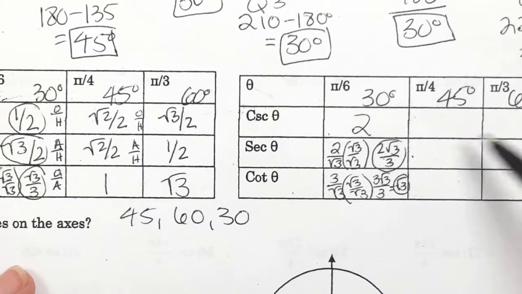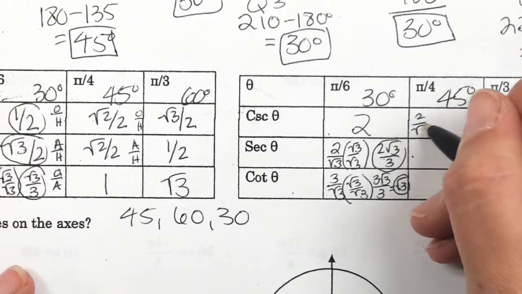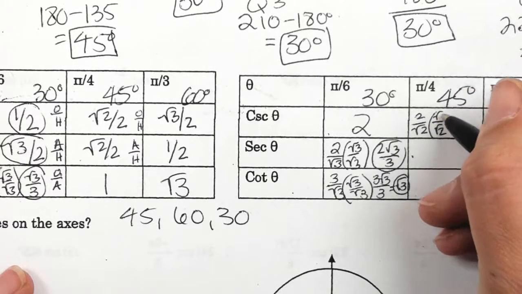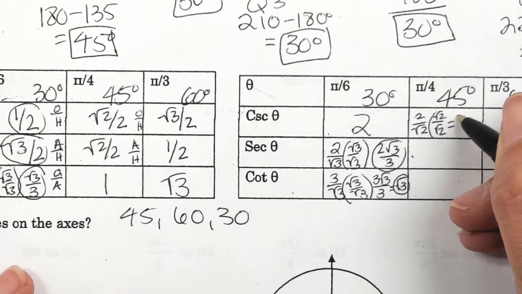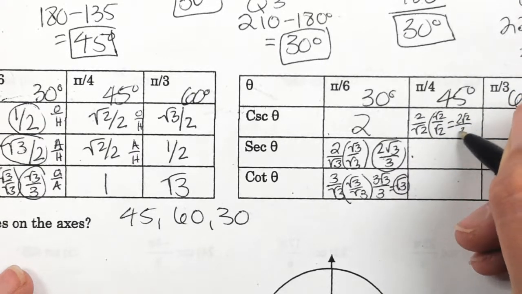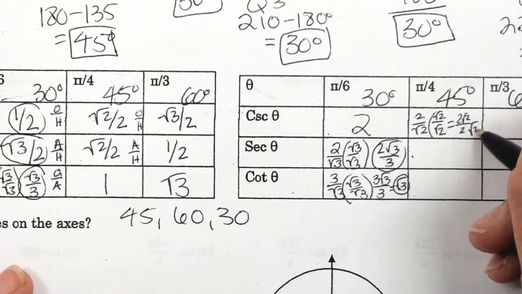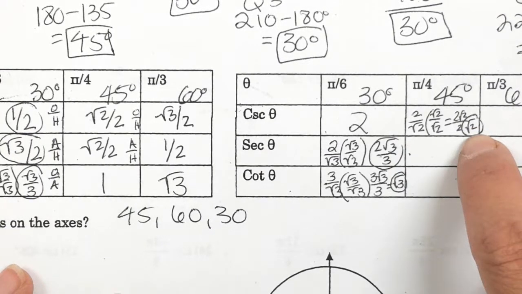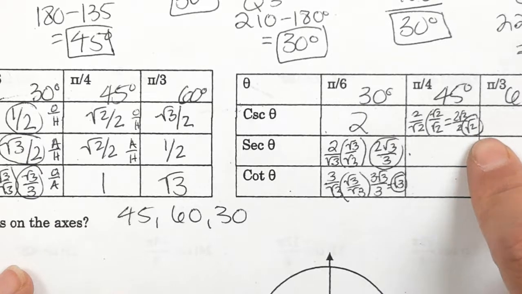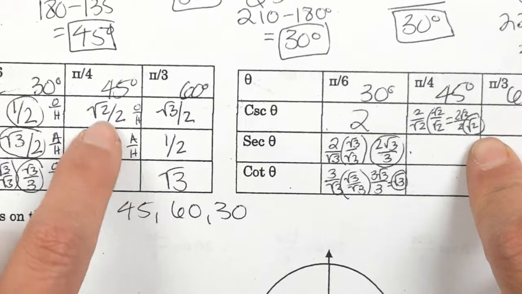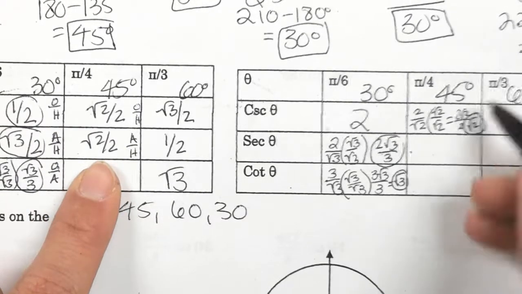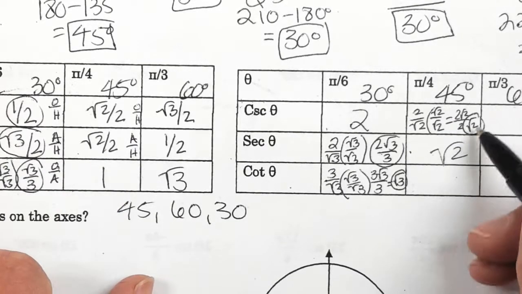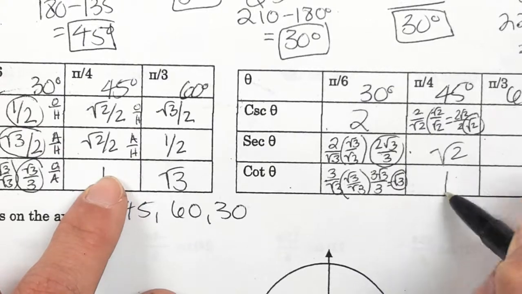Alright, this one? Be 2 over square root of 2. So multiply both by square root of 2, and we'll get what? 2 square root of 2 over, which is just, good. Sorry, I'm running out of room. So cosecant of 45 is just square root of 2. And this one's the same, isn't it? So let's save ourselves some trouble and just write square root of 2. Got it from here. This one? Still 1.